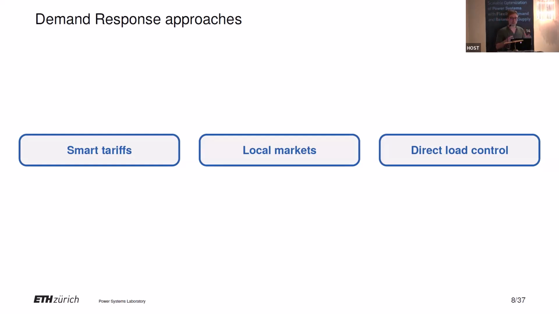Then there's the family a bit more of local markets, where the aggregators and potentially the DSO or the system operator are going to meet on the market in order to improve price discovery. And then there is a third family that is a little bit more like quantity-based methods, or direct load control, as I call it in the context of this talk, where the idea is that the aggregator or the system operator is going to control a bit more directly the flexible assets of the consumers, the prosumers, and this is a way to activate also demand response.